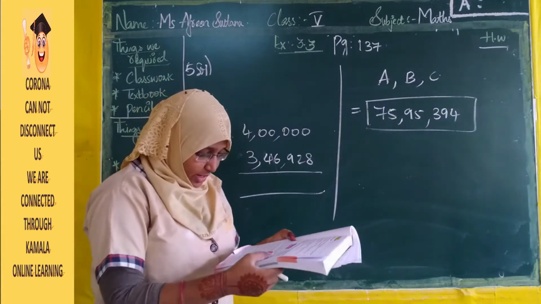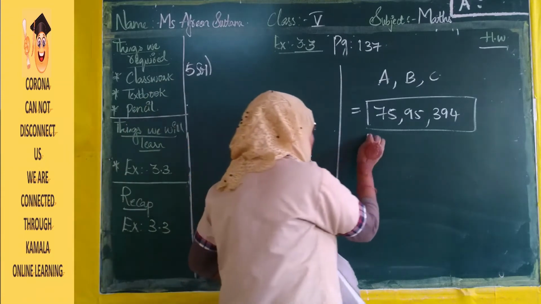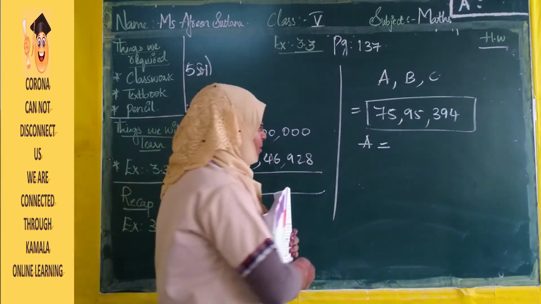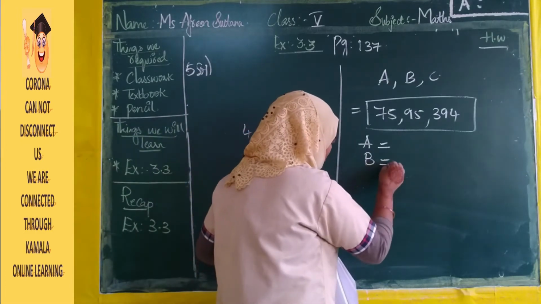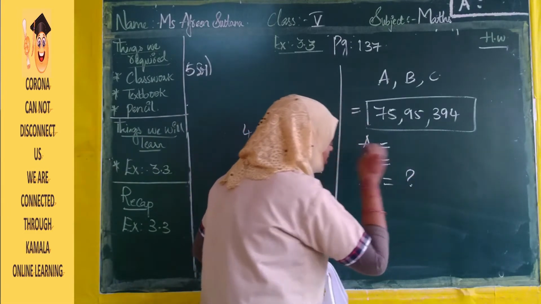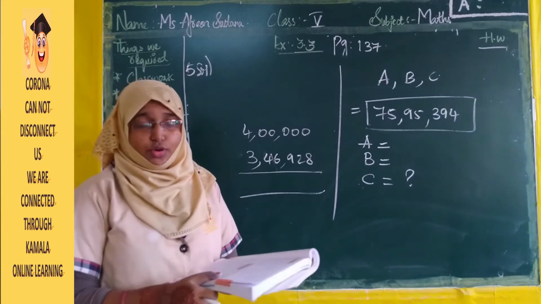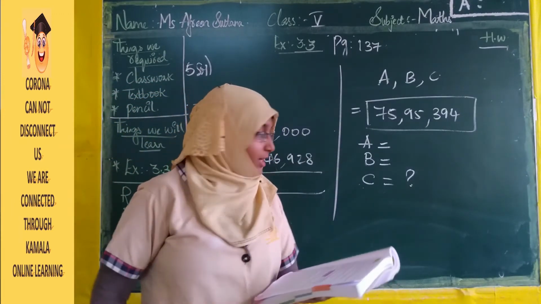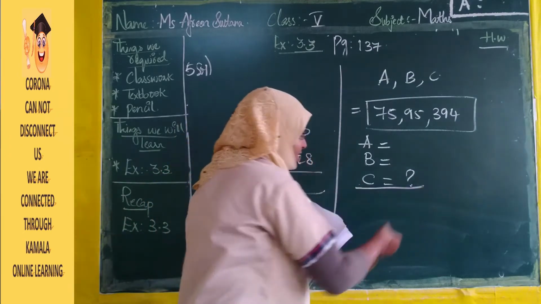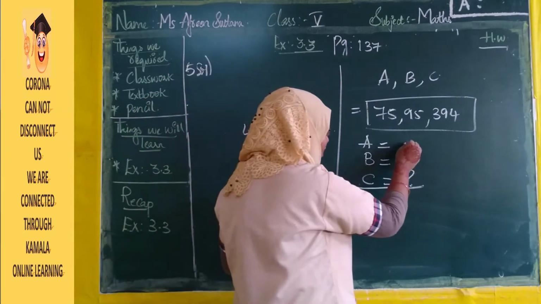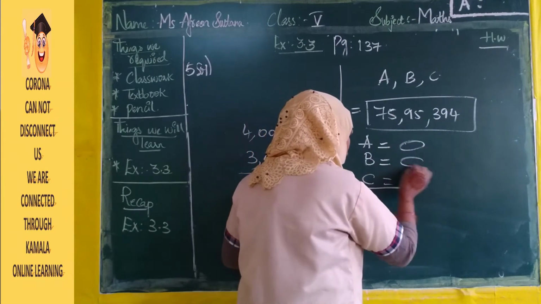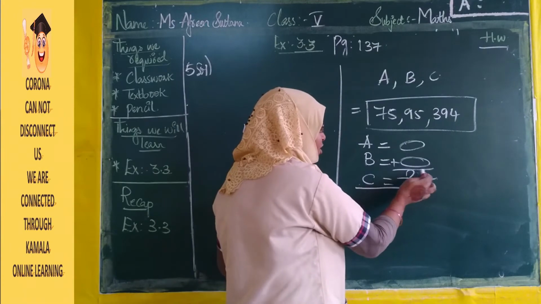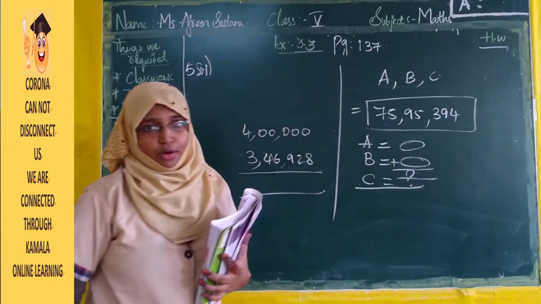But here they have given the number of votes got by A. How many votes candidate A got? How many votes candidate B got? But we need to find how many votes candidate C got. So firstly, to find the votes polled for candidate C, we will add these 2 values, the number of votes got by A and B. That result you will subtract from the total number of votes.